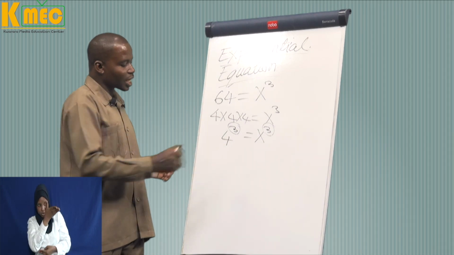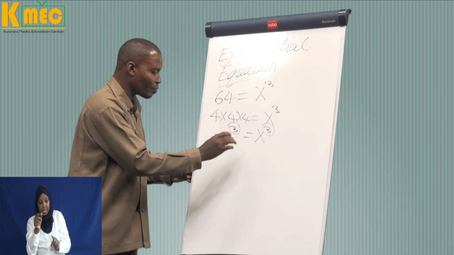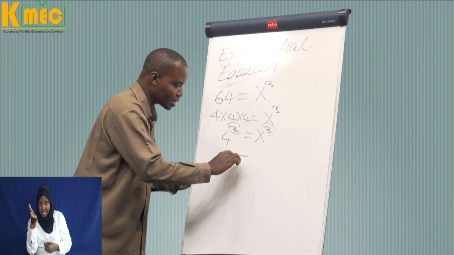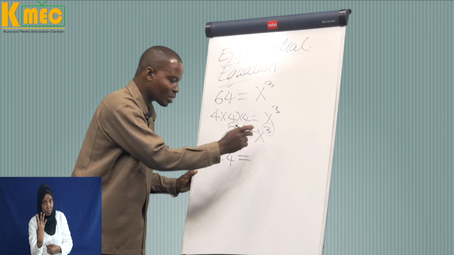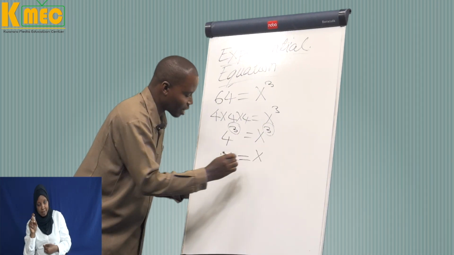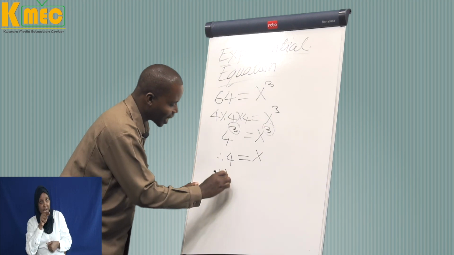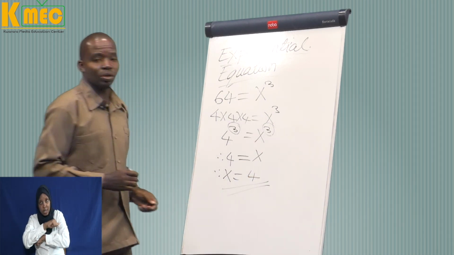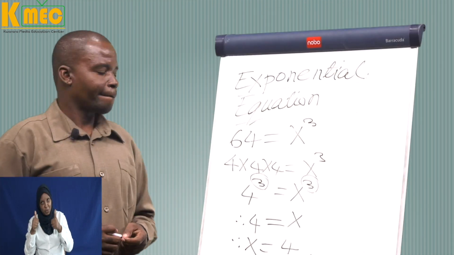So if exponents are equal, then what is the value of x? Here we have 4 as a base, and what is the base on the other side? The base is x. Therefore, we can see that x is equal to 4. Very good. Okay.